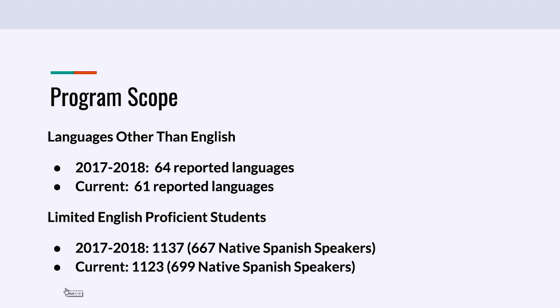So last year, out of the 61 languages spoken, 667 of those were native Spanish speakers out of the 1,137 ESL students we had at this time. Right now, at the same time, we have 1,123 ESL students, so that means that they're limited English proficient. 699 of them are native Spanish speakers out of that count. And the reason I point that out is because of the dual language program. That's the difference between our ESL and dual language program.